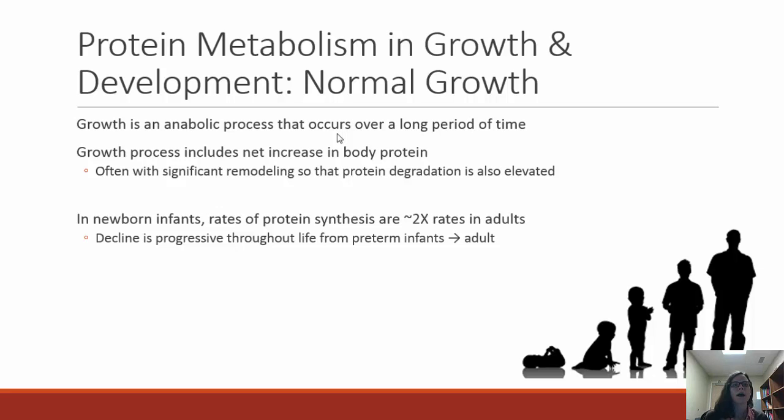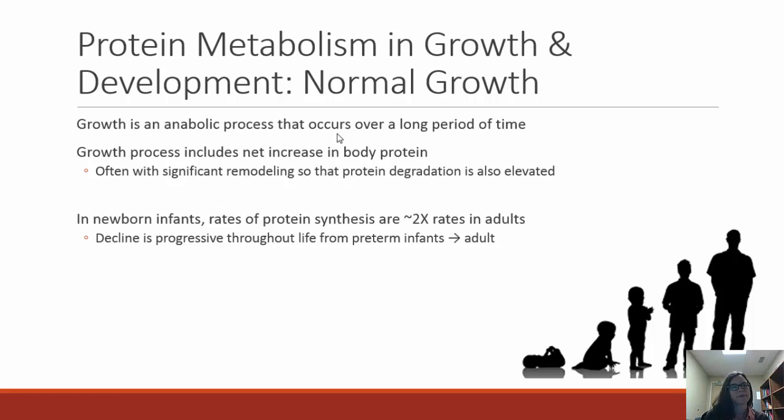Okay, so growth is an anabolic process that occurs starting when you're a baby and on to your adulthood. This growth process includes a net increase in body protein, as we would expect. And this entails significant remodeling. In order to have this net increase in protein, we also have the degradation of protein. So we're breaking down, building up more, breaking down some, building it up more, so that we have this growth over time.